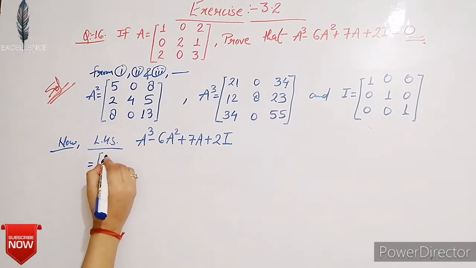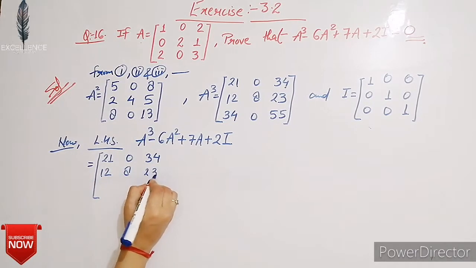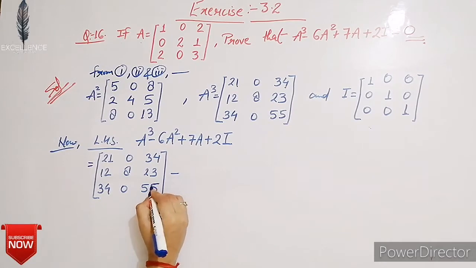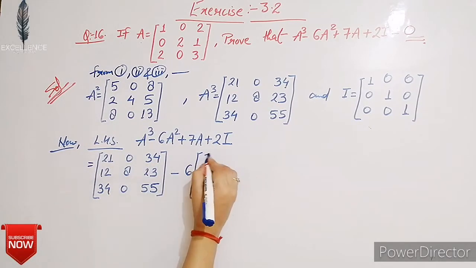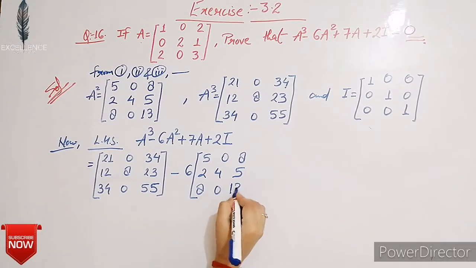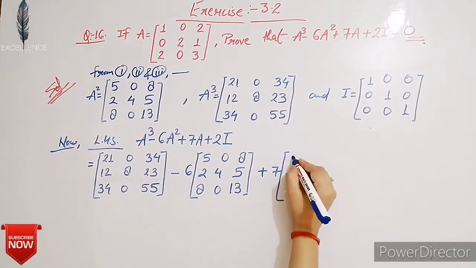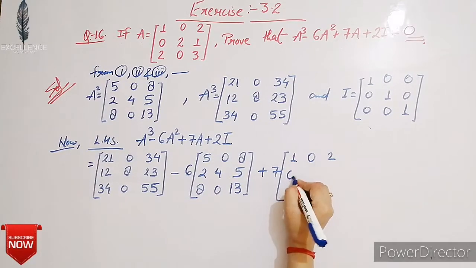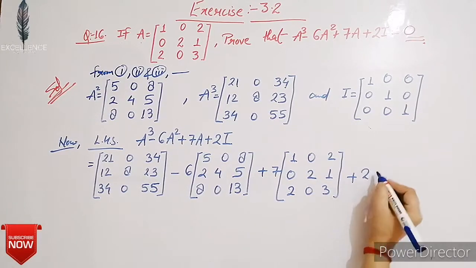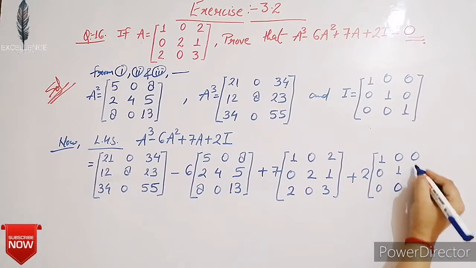Put in all the values. Then we have first A cube is 21, 0, 34, 12, 8, 23, 34, 0, 55 minus 6 times A square, that is 5, 0, 8, 2, 4, 5, 8, 0, 13, plus 7A, where the value of A is 1, 0, 2, 0, 2, 0, 2, 1, 3, plus 2I, where I is 1, 0, 0, 0, 1, 0, 0, 0, 1.